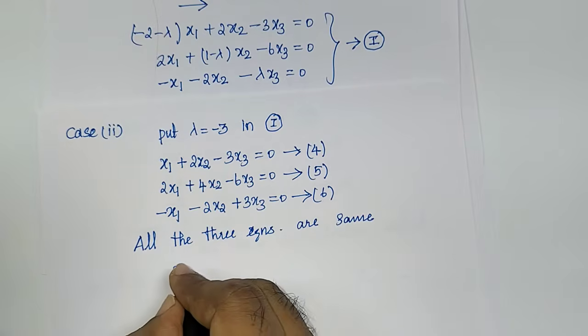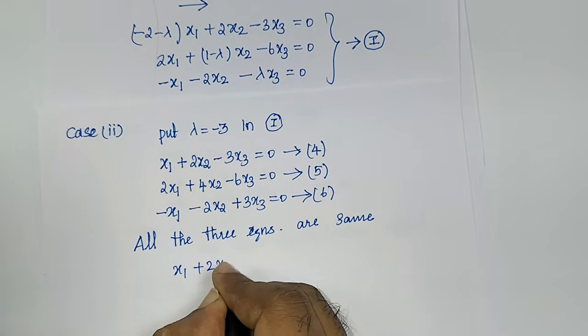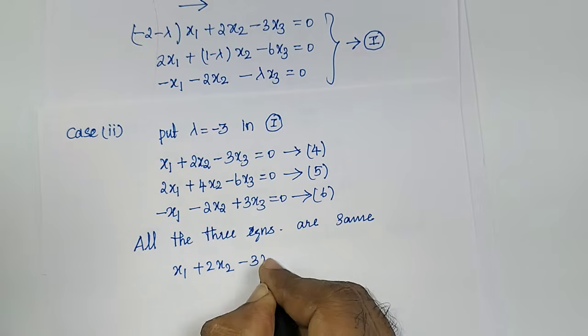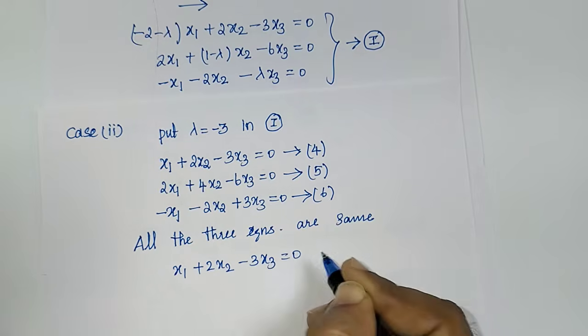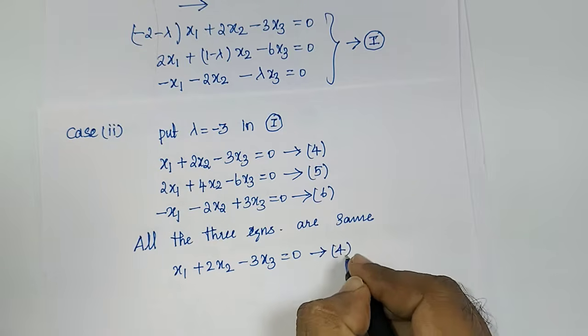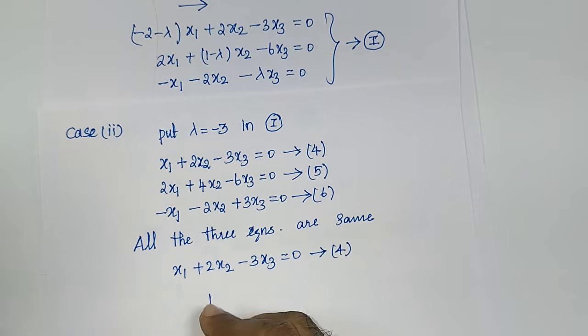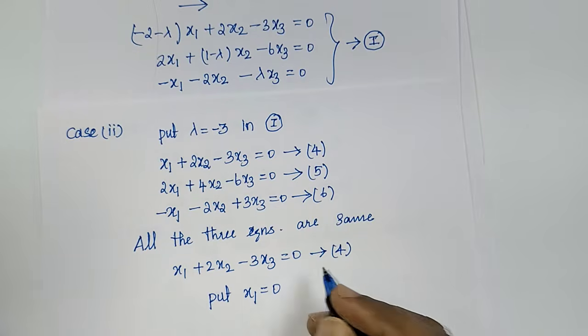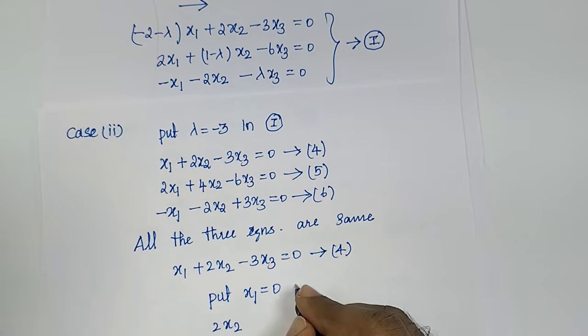I'll take this equation, x1 plus 2x2 minus 3x3 equal to 0, which is equation number 4. From this equation 4, I will put x1 equal to 0. If I substitute x1 equal to 0, I will get 2x2 in equation 4.